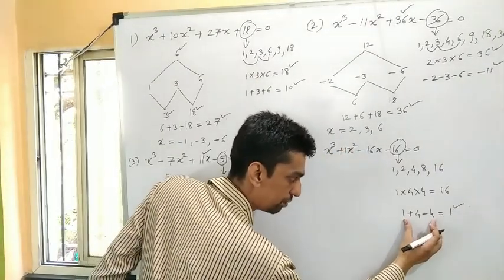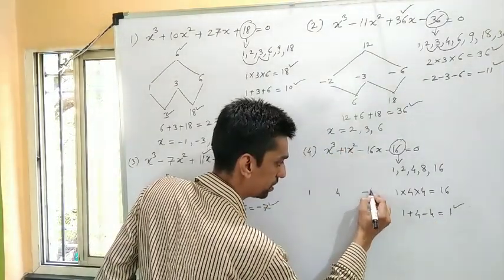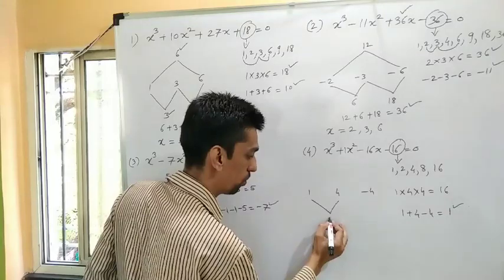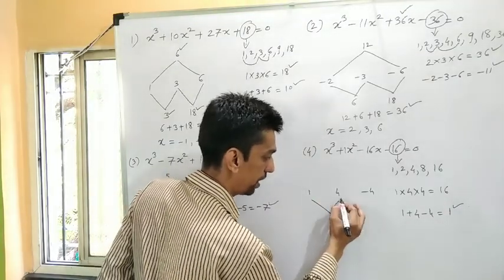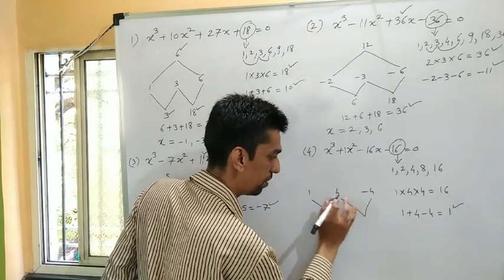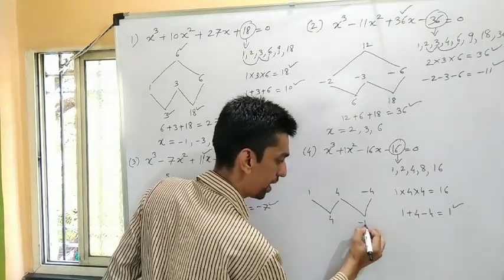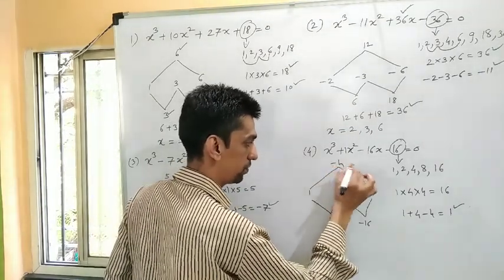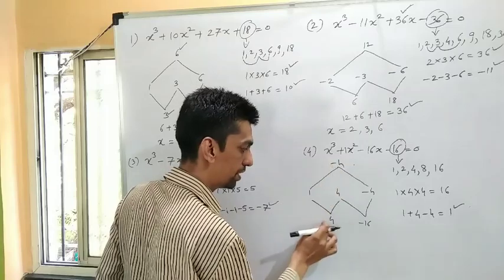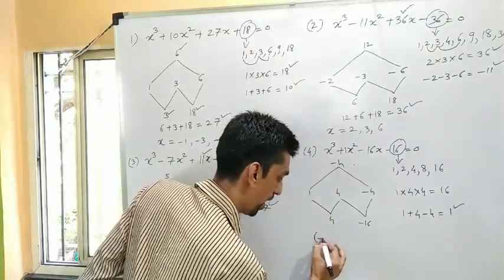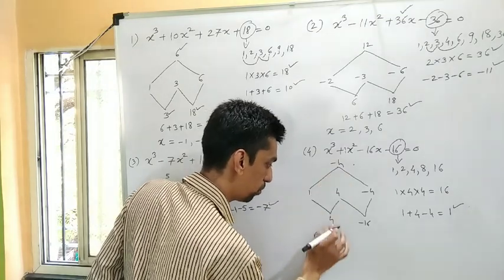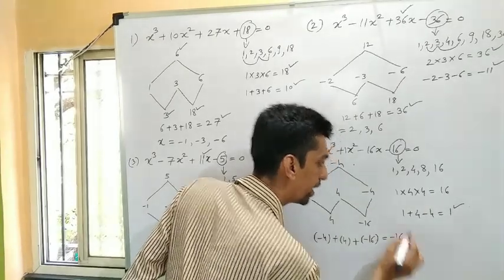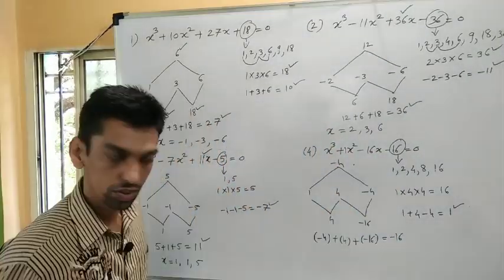Now take the same three numbers here along with the sign, so plus 1, plus 4 and minus 4. Take the first two numbers, 1 into 4 is 4, then multiply these two numbers, 4 into minus 4 is minus 16, and the last two numbers, 1 into minus 4 is minus 4. Its addition must be the coefficient of x, that is minus 16. So add all these three numbers, 4, minus 16 and minus 4. If we add this, we will get the coefficient of x, that is minus 16. So this is also satisfied.